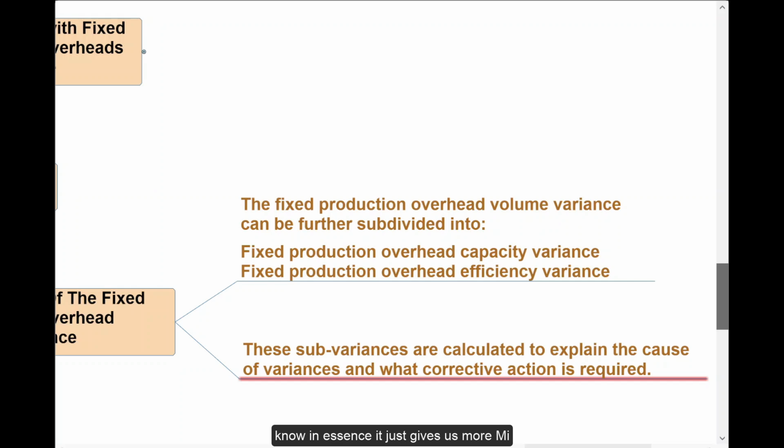The reason to break down the overhead volume variance into 2 further variances is that it gives us more MI, or management information. We'd like to know, with this adverse volume variance, say it was massive, what sort of caused it. Is it something to do with our capacity? Are we working at full capacity? Or is it something to do with perhaps staff and indeed efficiency?